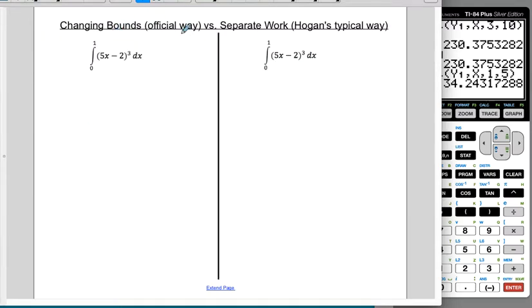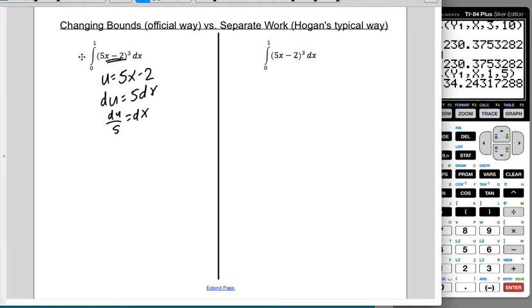Okay, so we're going to talk about changing the bounds, which is the official way, versus doing separate work, which is my way. Here's how you would be asked to do it if you were going to change the bounds. You would pick your u, which in this case is definitely the only inside function option I have, so 5x minus 2, which means my du is 5 dx, so I'll replace dx with du over 5. When I go to do that, I also have to change the bounds, right?